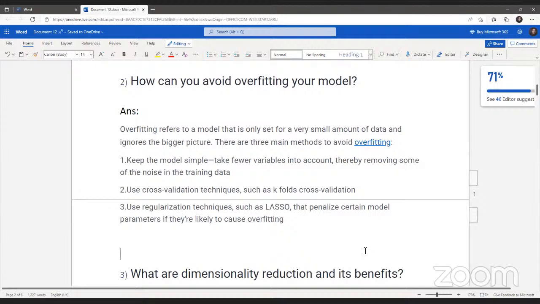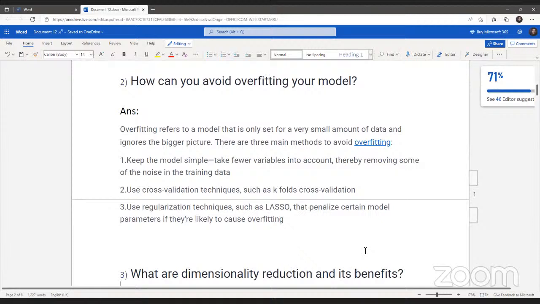The first method is keeping the model simple, which means take fewer variables into account, thereby removing some of the noise in the training data. Then use cross validation techniques such as k-fold cross validation. And the next step is to use regularization techniques such as LASSO, which penalize certain model parameters if they're likely to cause overfitting. Okay, these were the steps to be followed to avoid overfitting, guys.